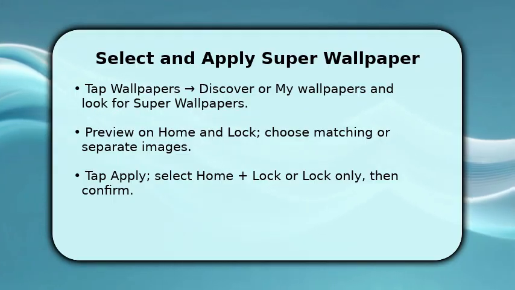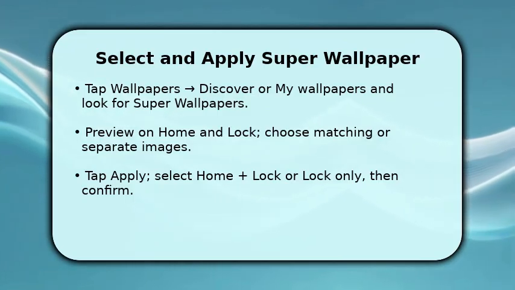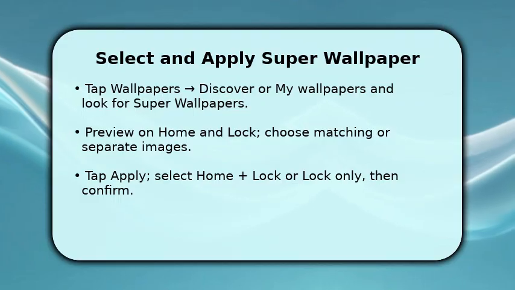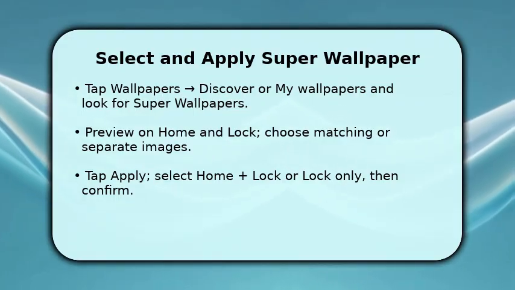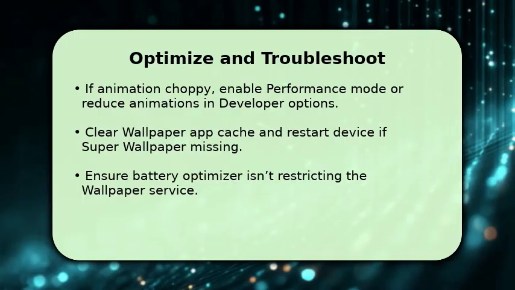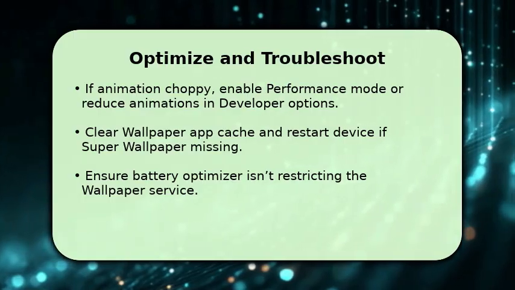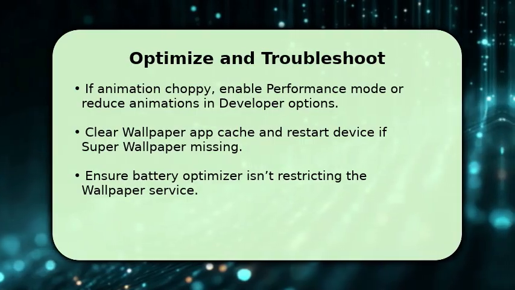You do this because super wallpapers use dynamic rendering and can affect battery, so choosing scope matters for balance between visuals and efficiency. You finish by optimizing performance and handling common failures. If animations are choppy, switch to performance mode or lower system animations in developer options. This smooths rendering without removing the wallpaper.